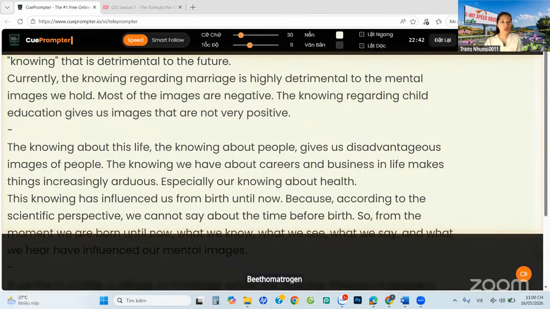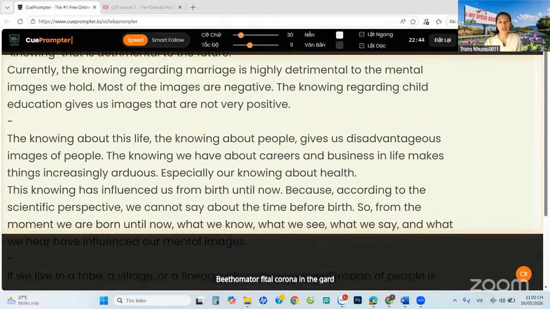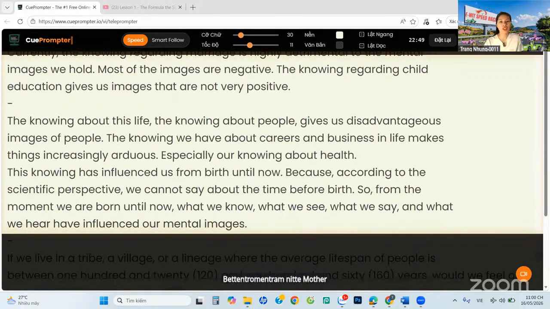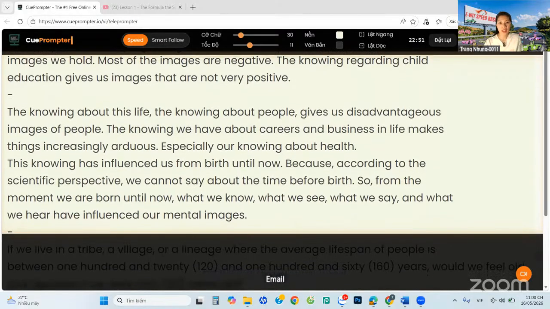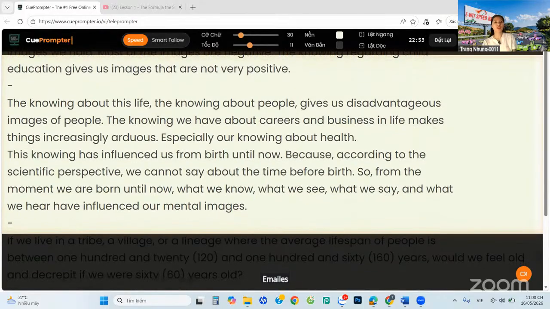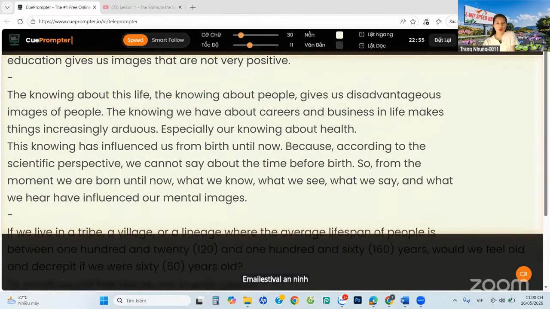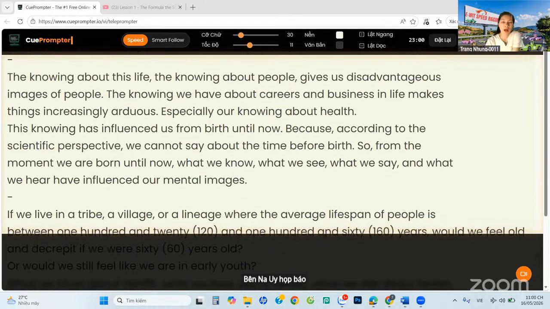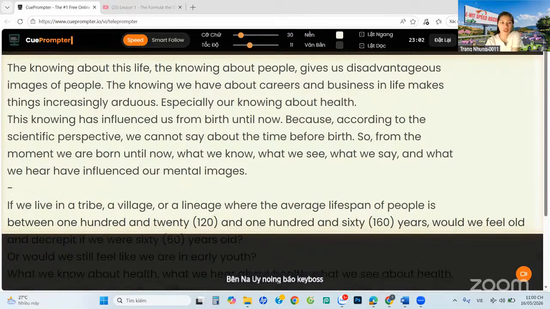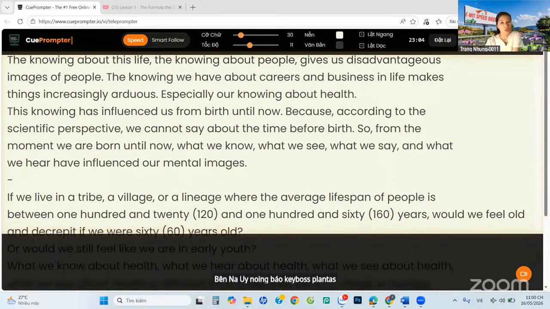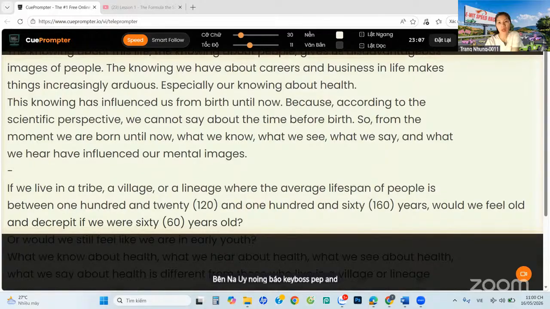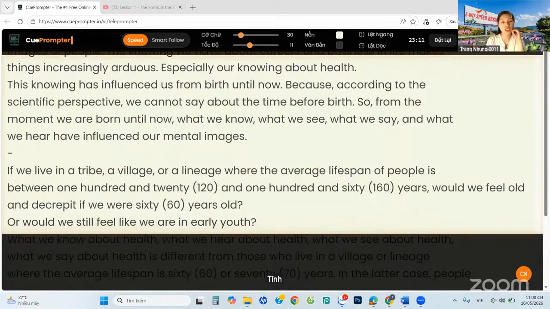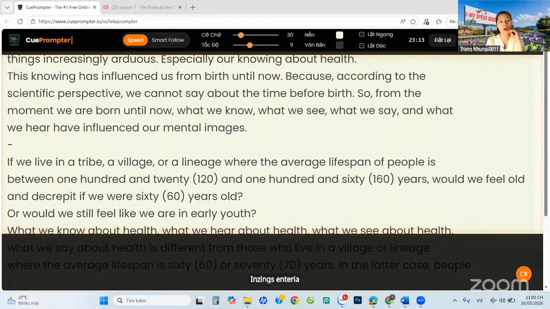The future, the current, the knowing together is highly detrimental. The mental images we have are mostly negative. The knowing together trains education with those images that are not very positive. Knowing about lies, knowing about people with disadvantages, images of people, what we know about career and business in life makes things increasingly dangerous, especially our knowing about health.